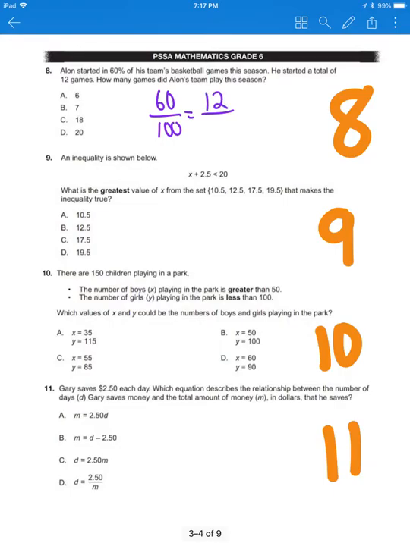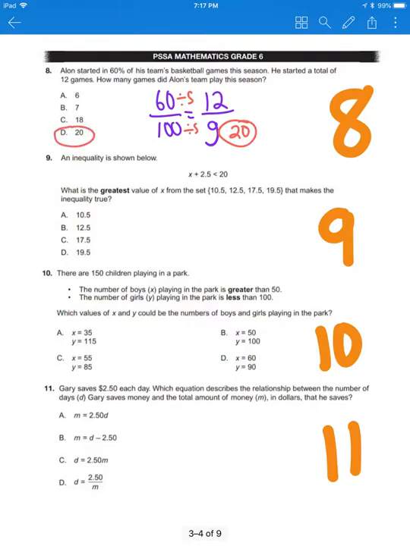How many games did he play? That's the whole. We don't know. Now, you can use cross products, or 60 divided by 5 is 12. 100 divided by 5 is 20, which is D.